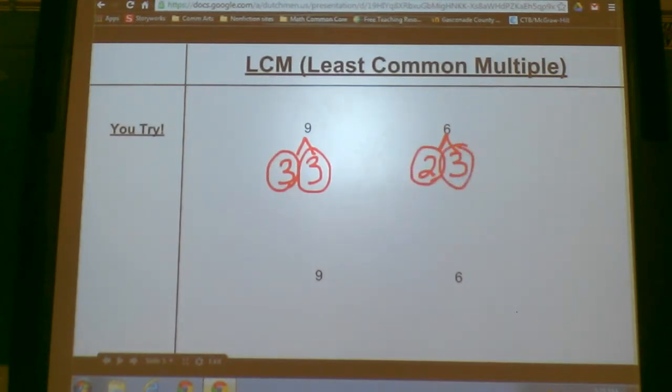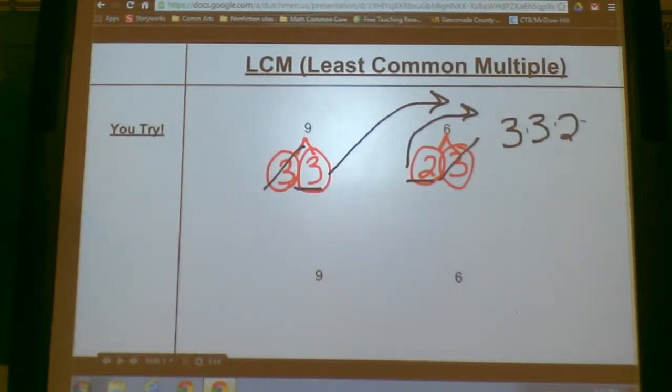Yes, they are. So, I find matches in both numbers. So, if we look, I have a 3 here and a 3 here. That's a 3 in common. I have nothing else in common, so I look at the numbers that I have left, and I bring them both over. And I multiply them together. So 3 times 3 is 9, times 2 is 18. So my LCM of 9 and 6 is 18.